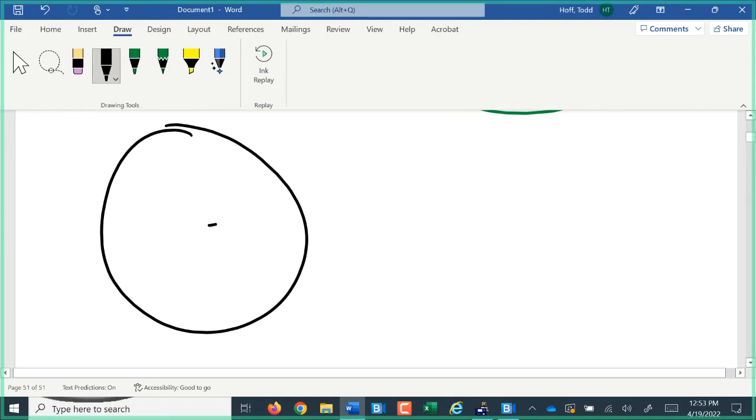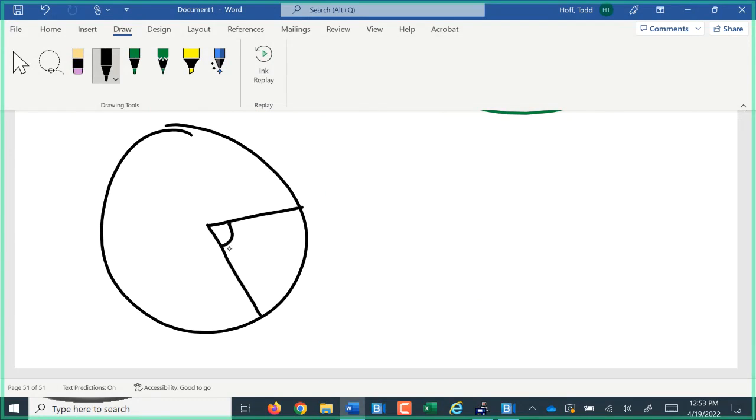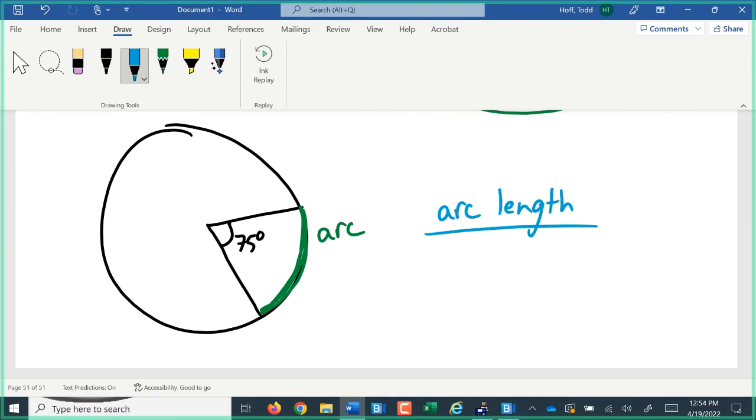Well, since we're talking about central angles, let's talk about another thing central angles can be used to find. It not only cuts out a section of the area of the circle, it also defines a section of the circumference of a circle. That is called an arc. The arc length is also defined as a fraction of the whole circle.